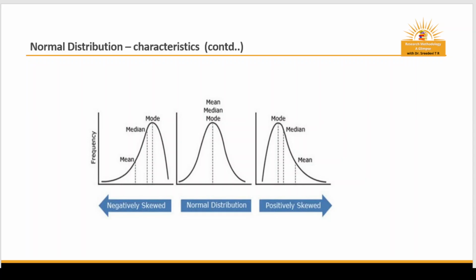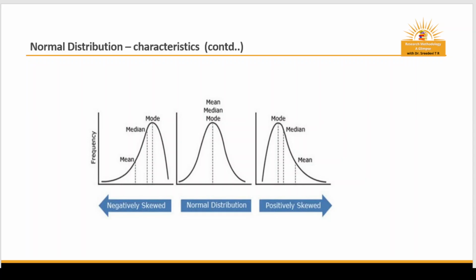This is not a symmetric distribution. The skewness is towards the left side. In a positively skewed distribution, the mean is always greater than the median and the median is always greater than the mode. The skewness is towards the right, that is, a positively skewed distribution.